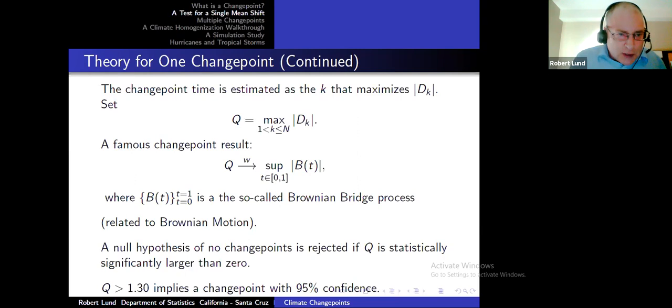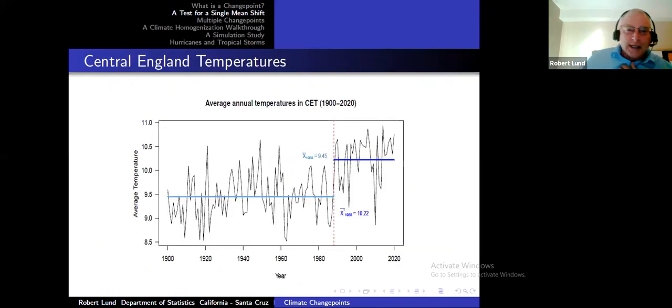A Brownian bridge is made from Brownian motion, the famous process that Einstein invented. As I said, it's not really all that important. But here is, if you want to make conclusions with 95% confidence level, the magic value of Q is 1.30. Okay, if this Q statistic is bigger than 1.30, you'll conclude that there's a change point. Okay, let me show you how this works on data. This was actually a master's project by one of my students in our department last week.